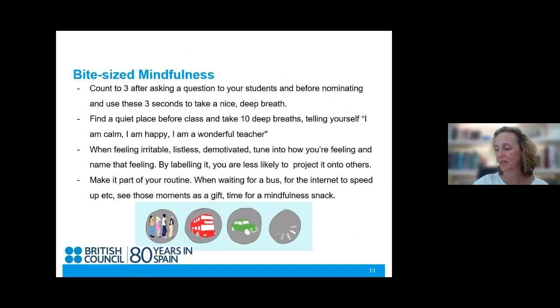How are we doing for time? Right, just quickly, a few bite-sized mindfulness activities you can do. I'm sure everybody is very busy, as you're all teachers. You've always got lots and lots of things to do. It never ends. So any opportunity, there are many, take it to practice mindfulness.